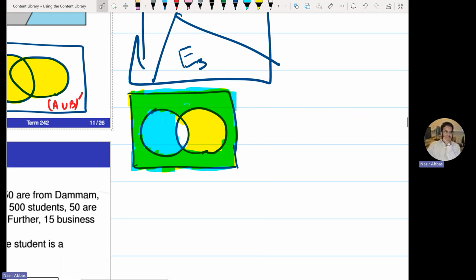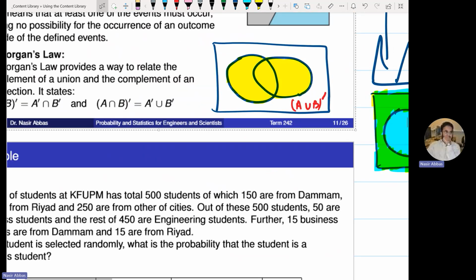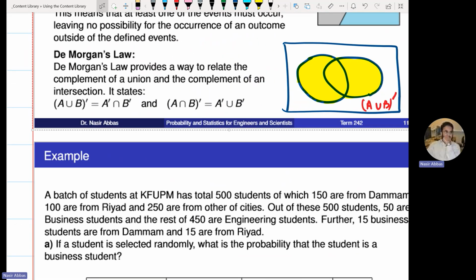Do you see that this common area, the green area, is the same as the white area on the left diagram, which shows that A union B whole complement is actually A complement intersection B complement. And you can perform a similar activity for the second part of De Morgan's law, which says that A intersection B whole complement is equal to A complement union B complement.